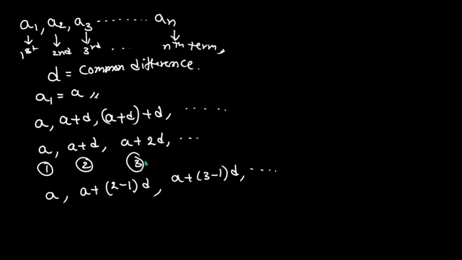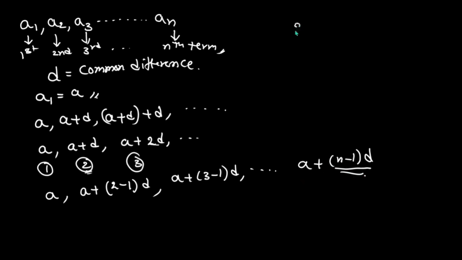That means when you are writing the third term, you are adding the two common differences, right? Always one less common difference you are adding. When you are talking about the second term, you are adding the one common difference. When you are talking about the third term, you are adding the two common differences. Similarly, when you're talking about the nth term, you're adding n minus 1 common differences, right? That's the reason we are writing nth term as a plus n minus 1 into d. So, n minus 1 d common differences we need to add.